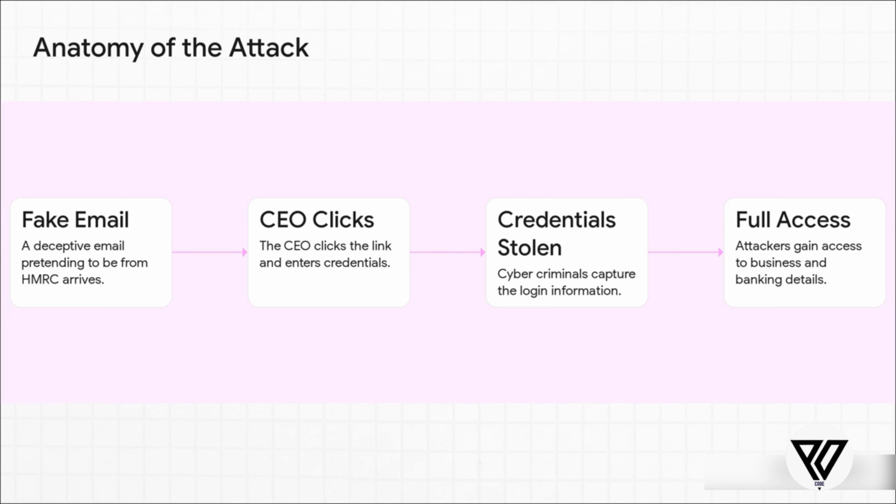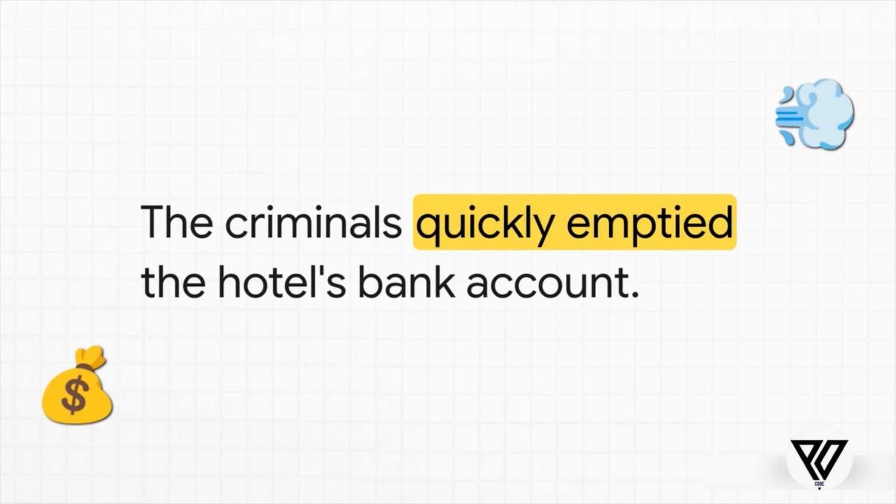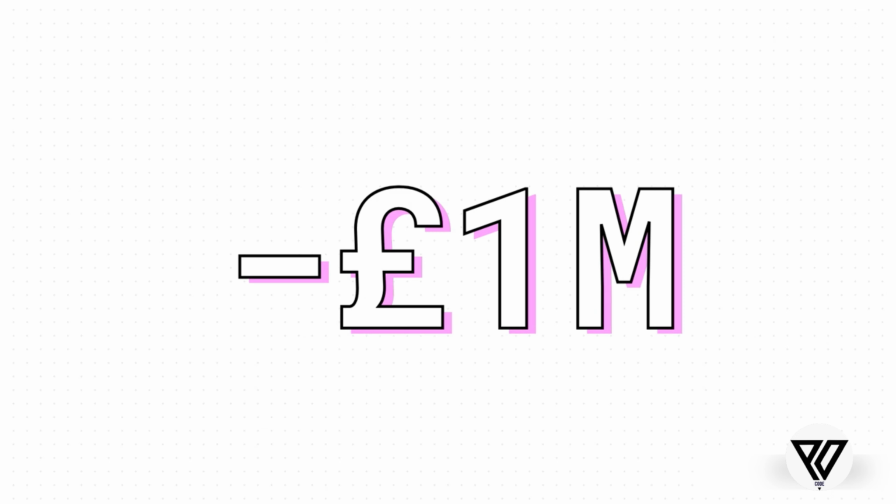And in that instant, bam, the criminals have captured those credentials, giving them full access to pretty much everything. With those credentials, the criminals basically had the keys to the kingdom. They didn't waste a second, going straight for the hotel's finances. In a shockingly short amount of time, over £1 million was just gone, siphoned right out of the hotel's account. A devastating blow for any business, for sure.